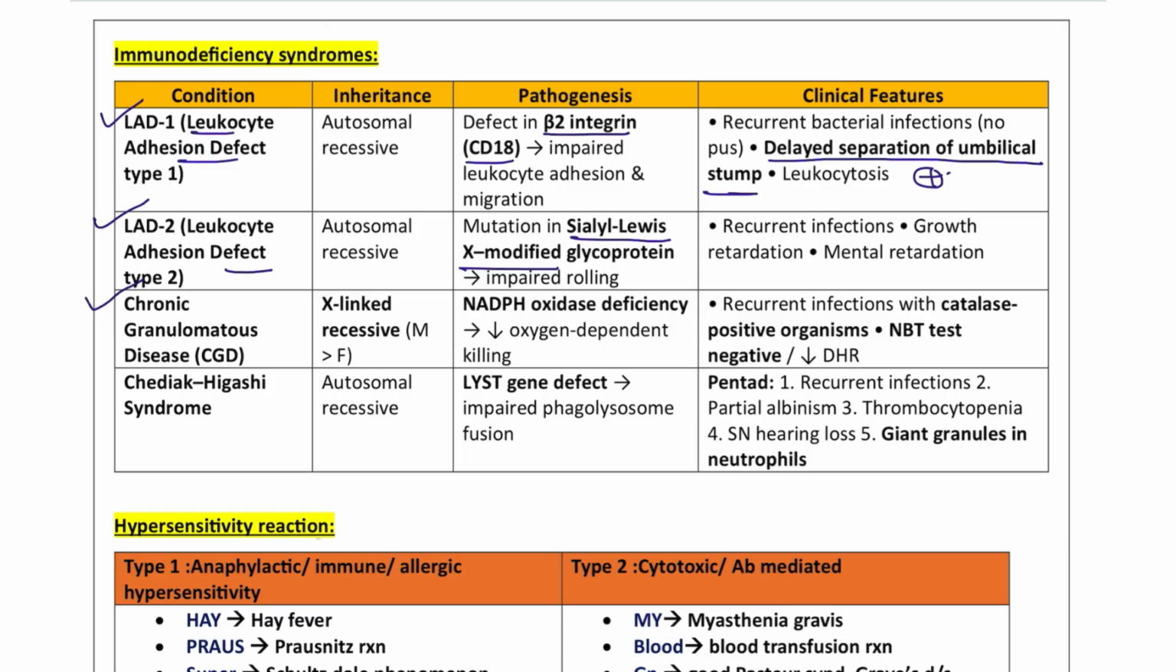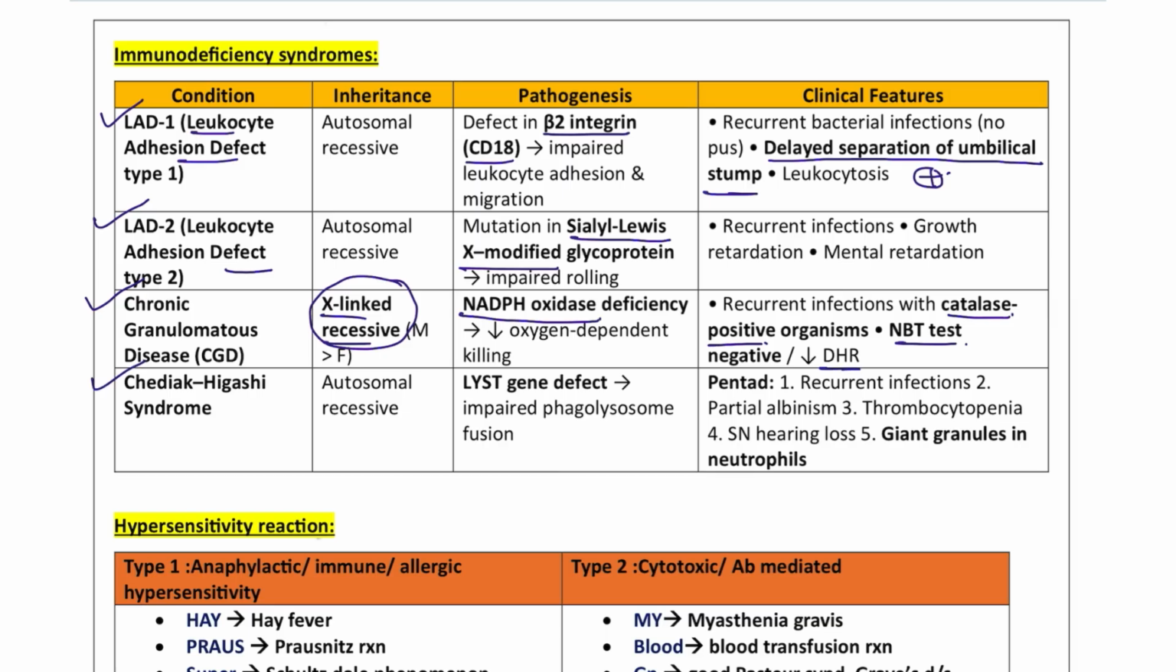Chronic granulomatous disease, it is X-linked recessive. Here itself is one of the questions. This will be NADPH oxidase deficiency, and it will cause recurrent infections associated with catalase-positive organisms. Catalase positive means Streptococcus or Staphylococcus. And the NBT, nitro blue tetrazolium test, is negative in these patients.